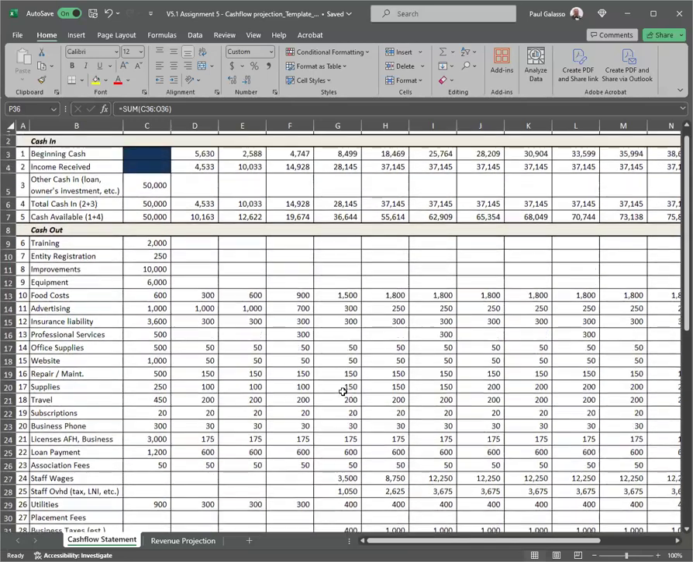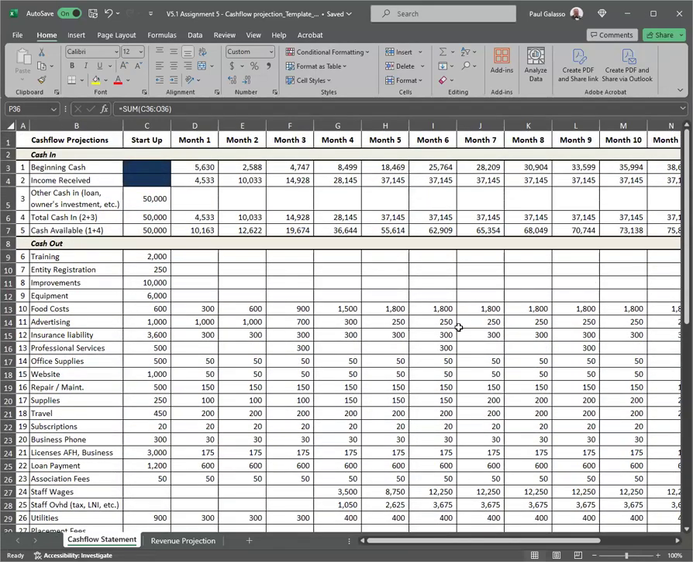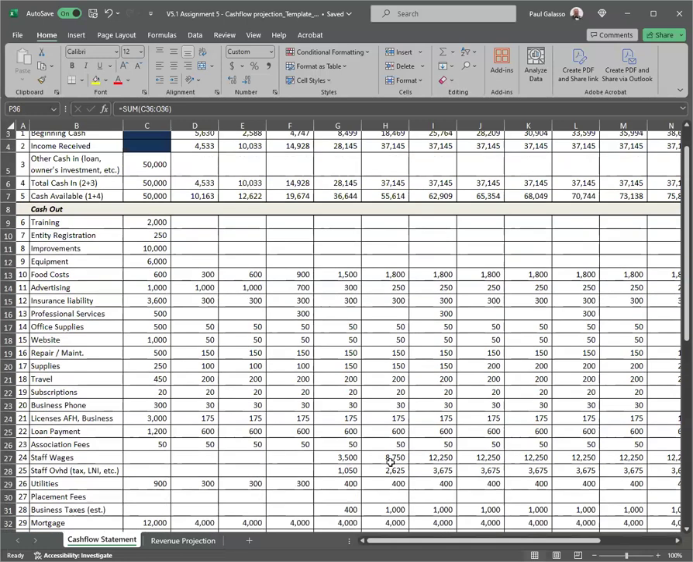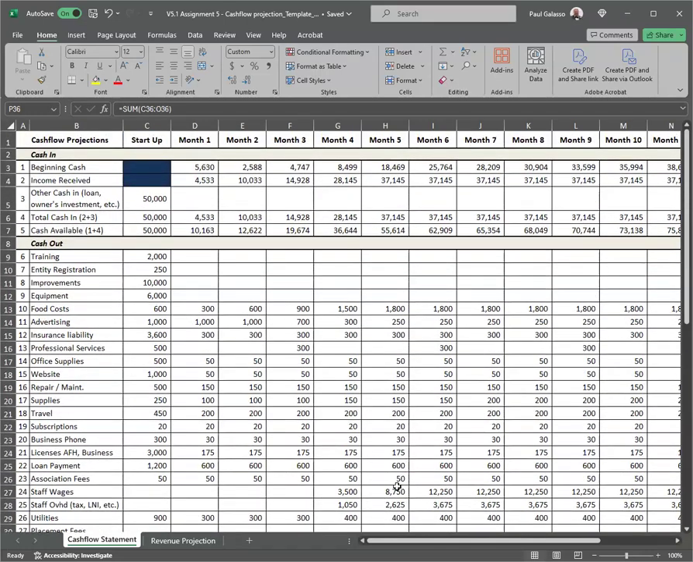All right. Remember, a lot of these expenses are tax deductible and things like that. So it shows that we did pretty well. Okay. All right. That is how we do the cash flow projection.